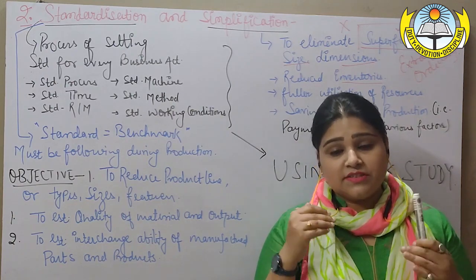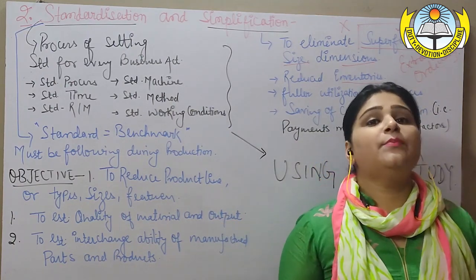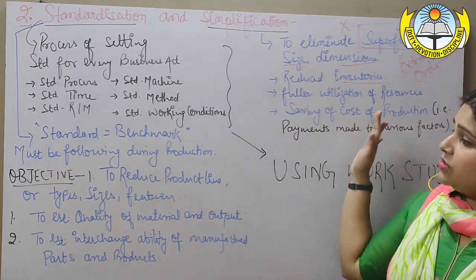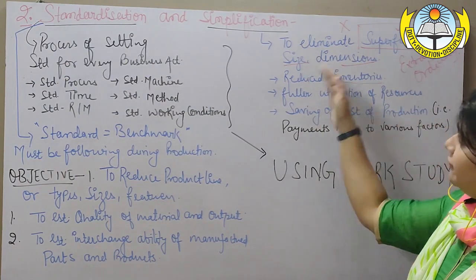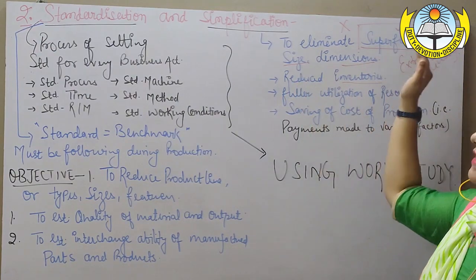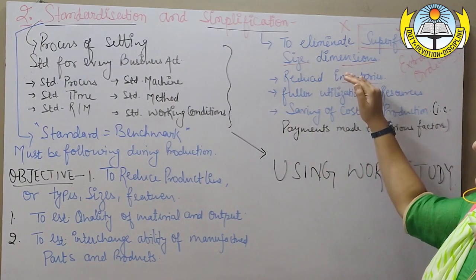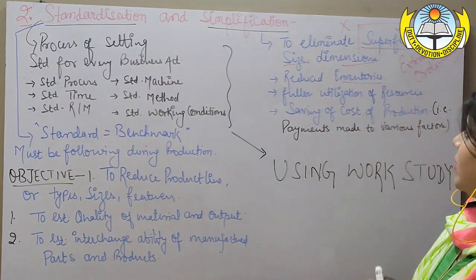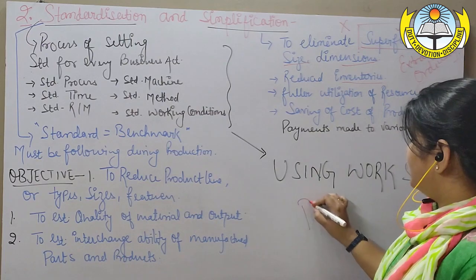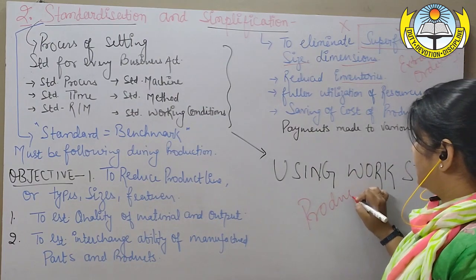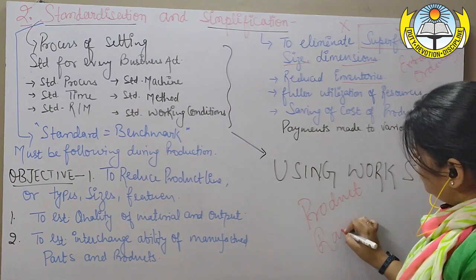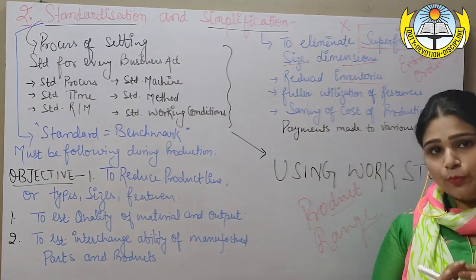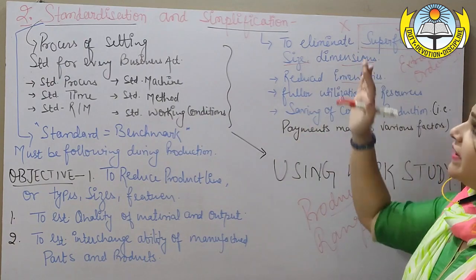So Taylor was of the opinion that any organization must eliminate superfluous variety which is involved during production. Different sizes and dimensions of the same products should not be used. So his idea was to eliminate the unnecessary product ranges. So he talked about product range. The unnecessary range of products has to be eliminated to simplify the process.